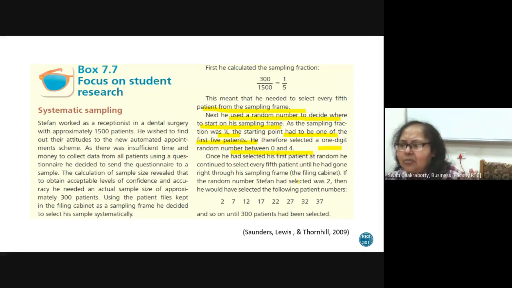And if the first number was 2, then what happens? The next is 7, then 12. So he went on doing it until all the 300 patients were selected. So that's how you do it. First one is random, and then the sampling fraction tells you.